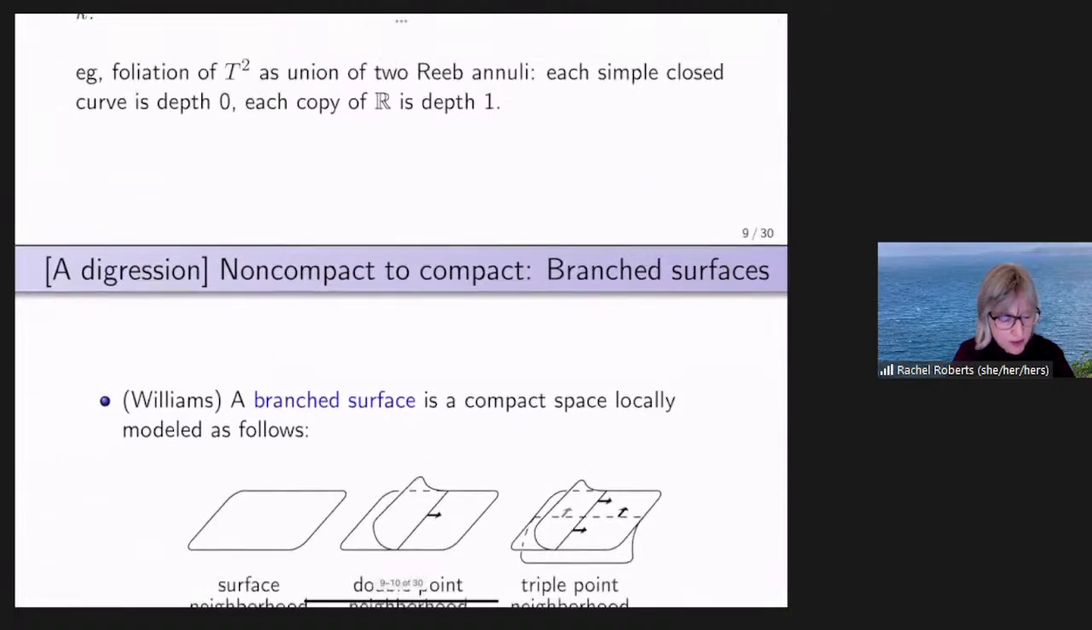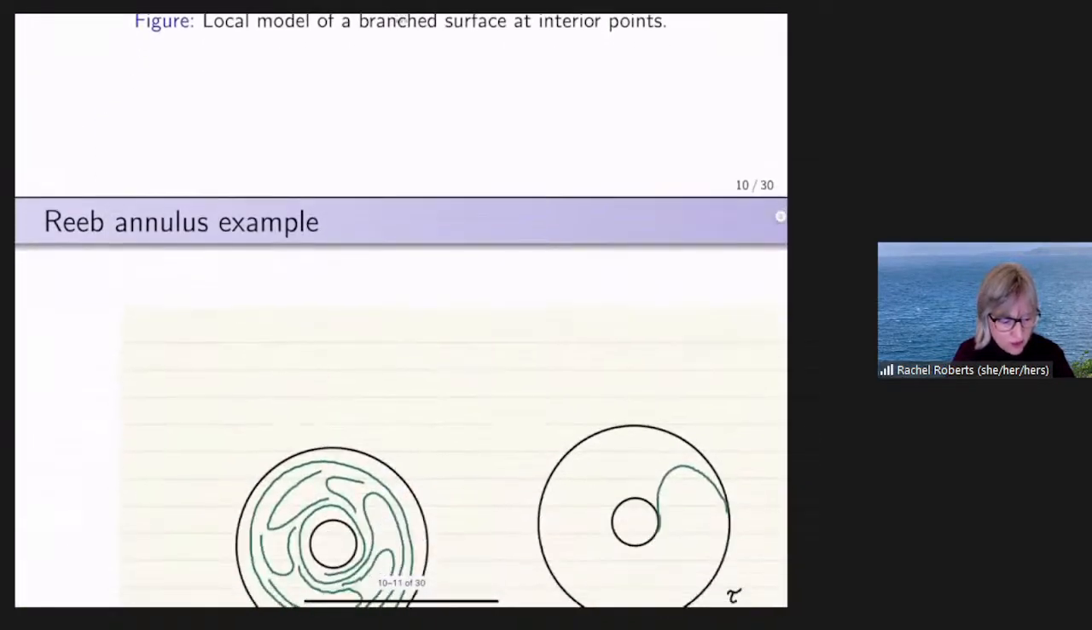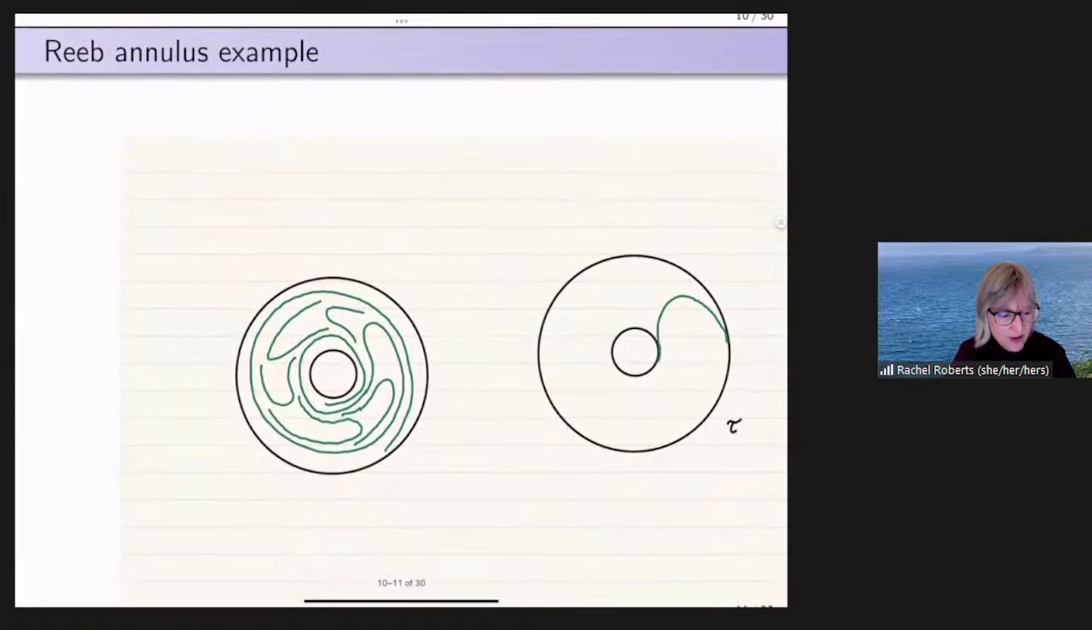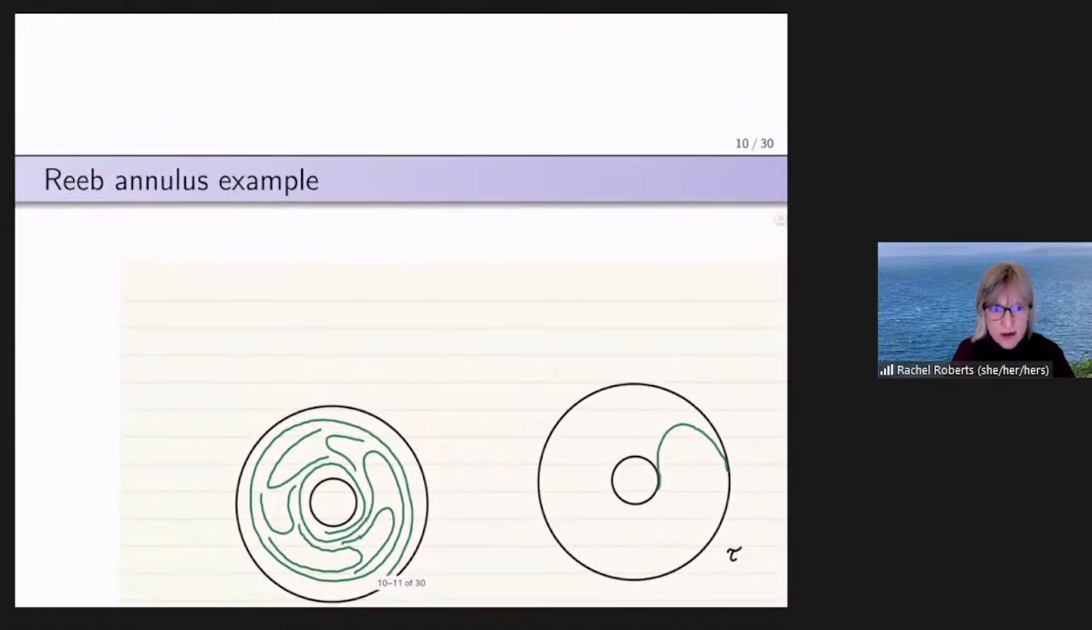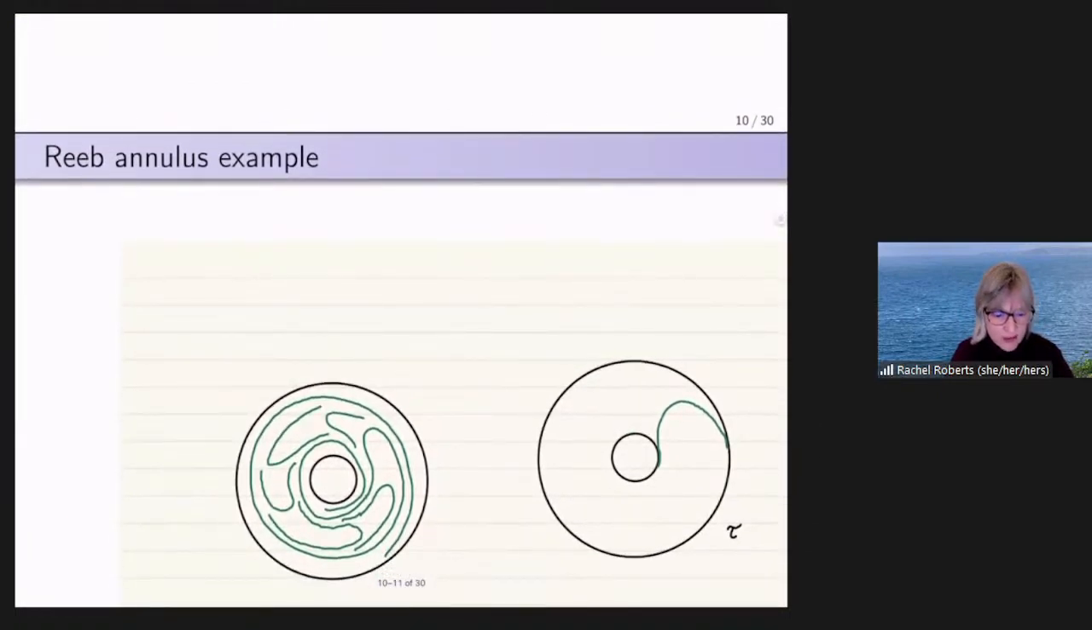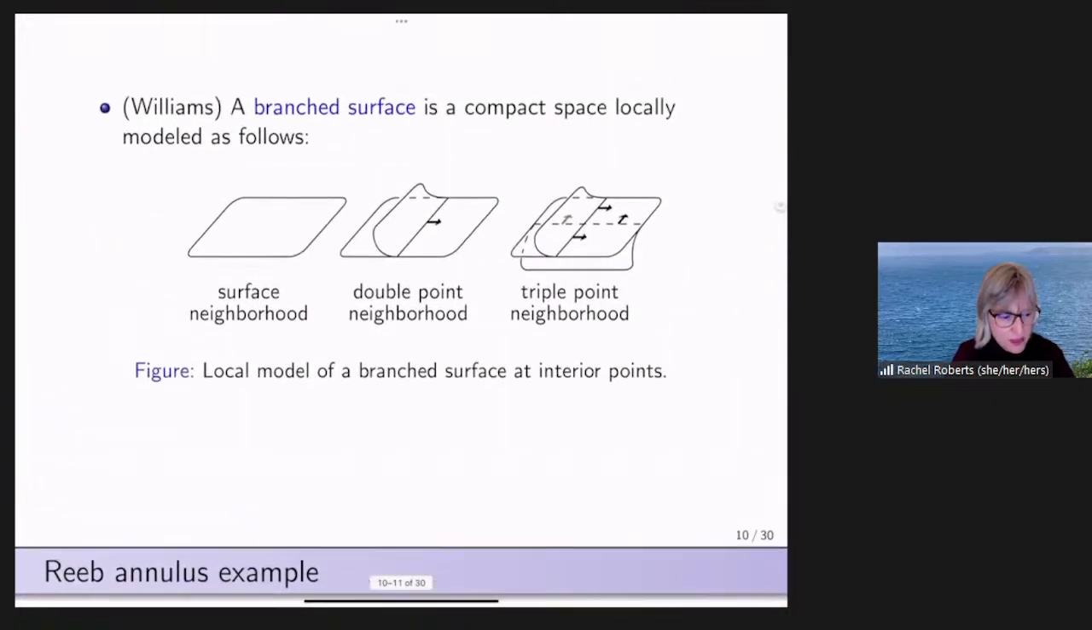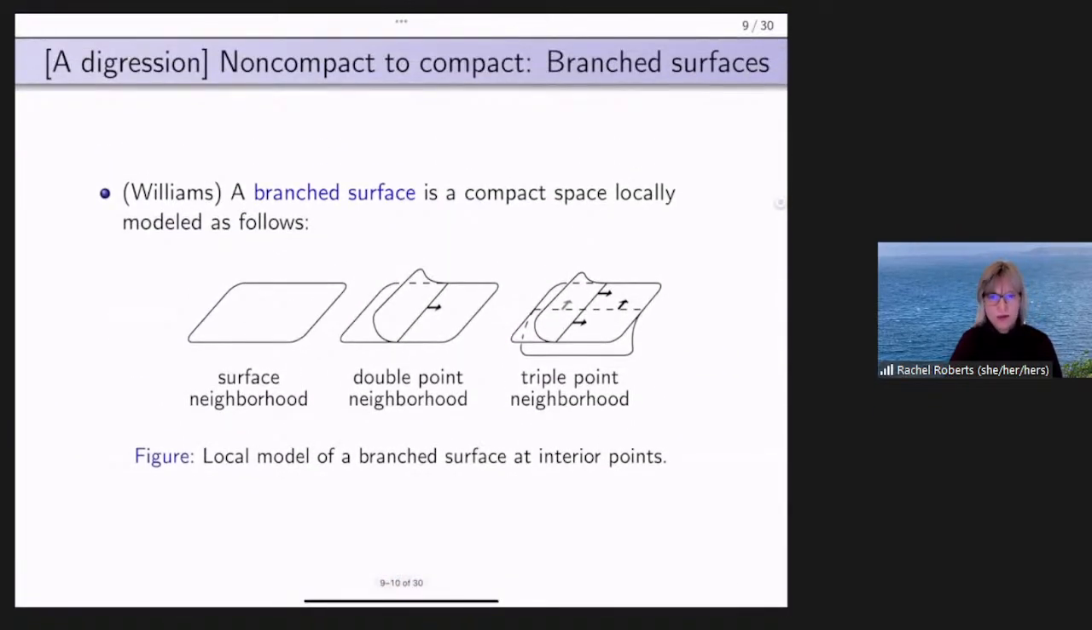Okay, so even when I try to draw a ray annulus, I run into trouble. So we would like to have some nice compact way to capture objects which are typically non-compact. And when we're thinking about codimension 1 in dimension 3, branch surfaces are a really useful tool.